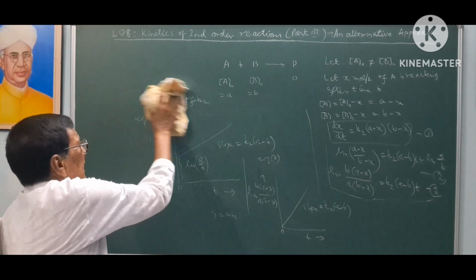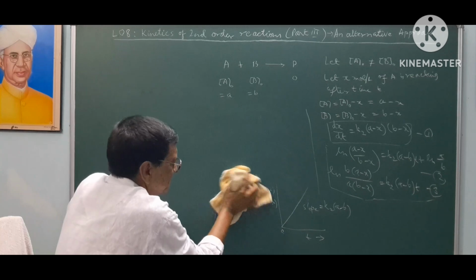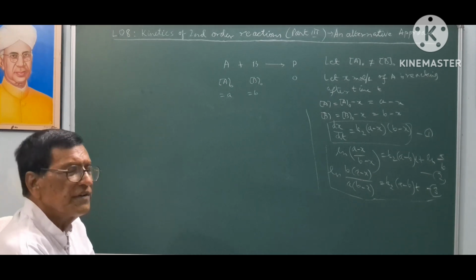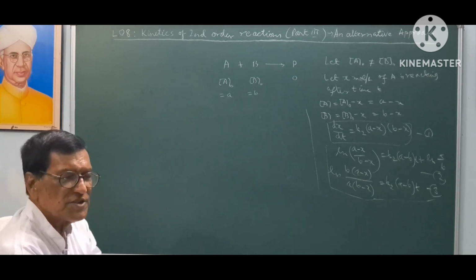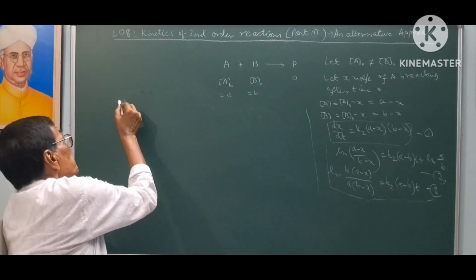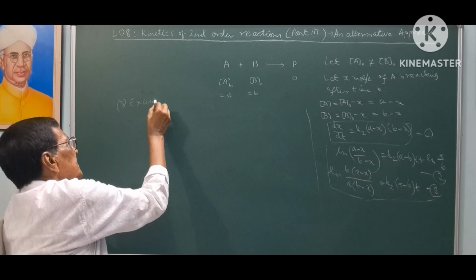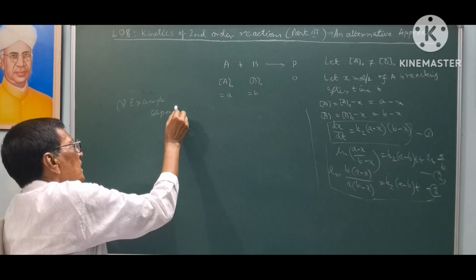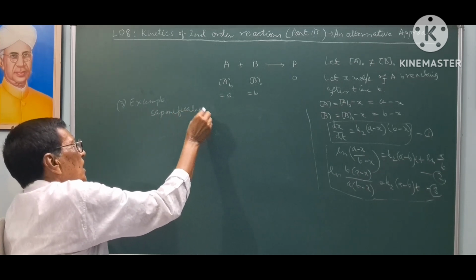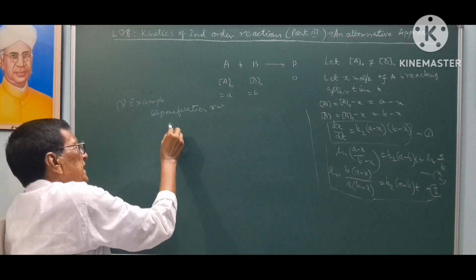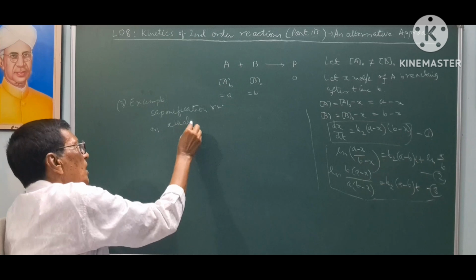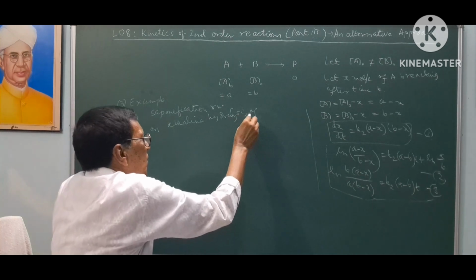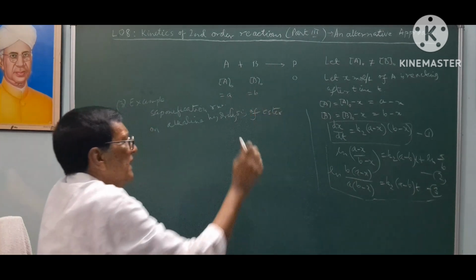Now, the third feature, one example. The best example, often used in chemistry honors courses, is the saponification reaction, or alkaline hydrolysis of ester. Alkaline hydrolysis of ester.